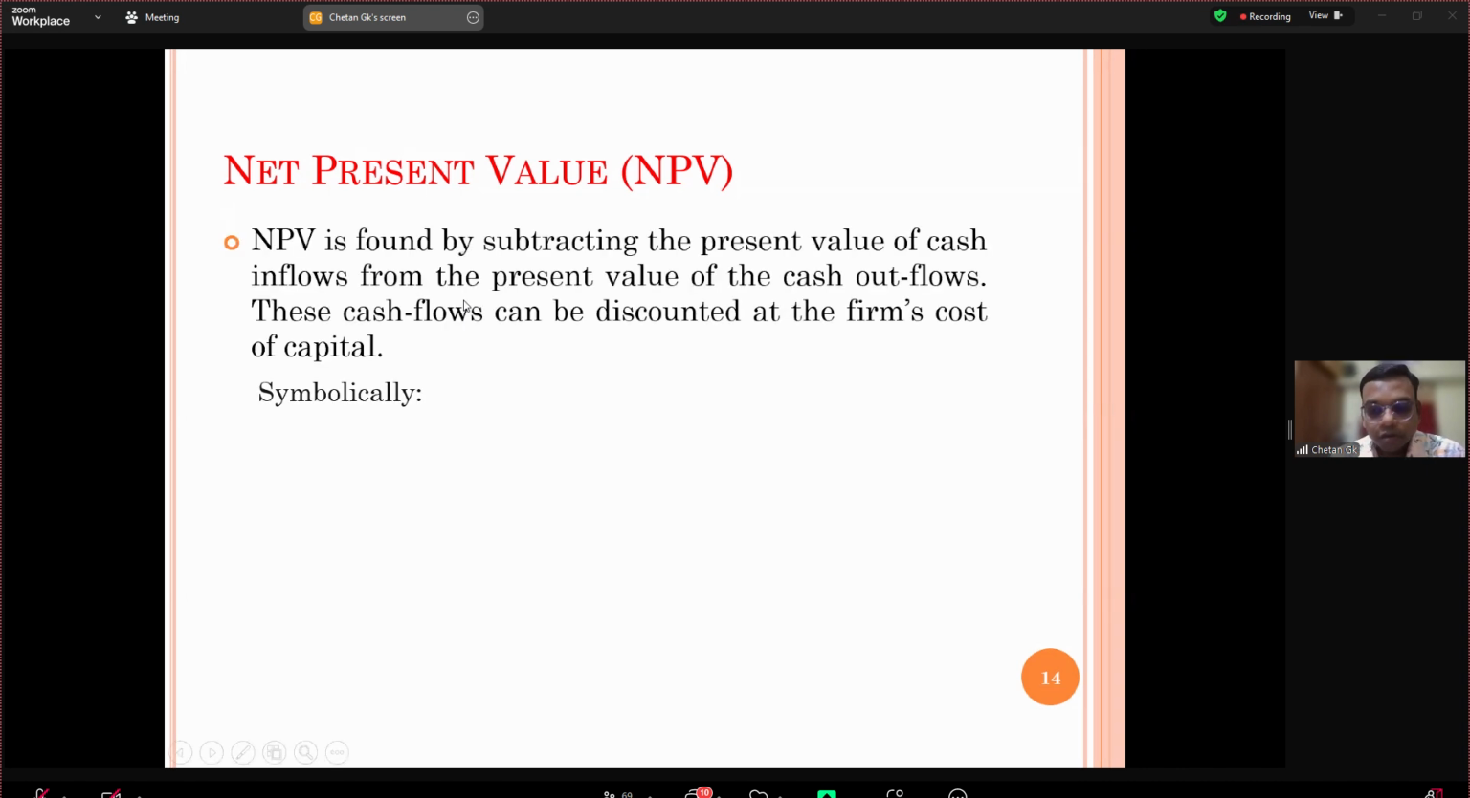Okay, so NPV is found by subtracting the present value of the cash outflows from the present value of the cash inflows. These cash flows can be discounted at the firm's cost of capital, that is WACC. Okay, let us see symbolically what it is. So please try to understand this symbolically as well. Okay, so NPV is equal to what?